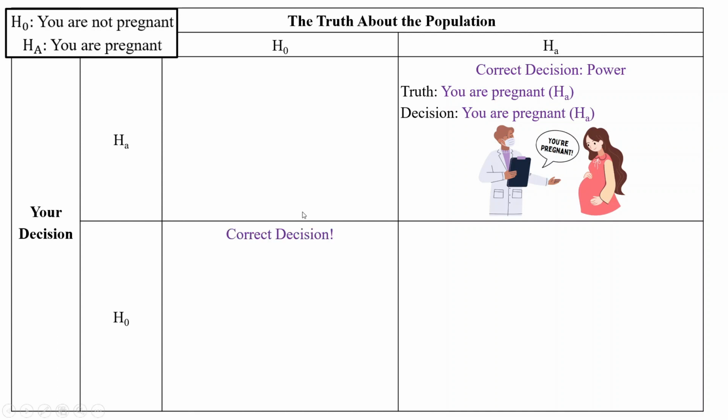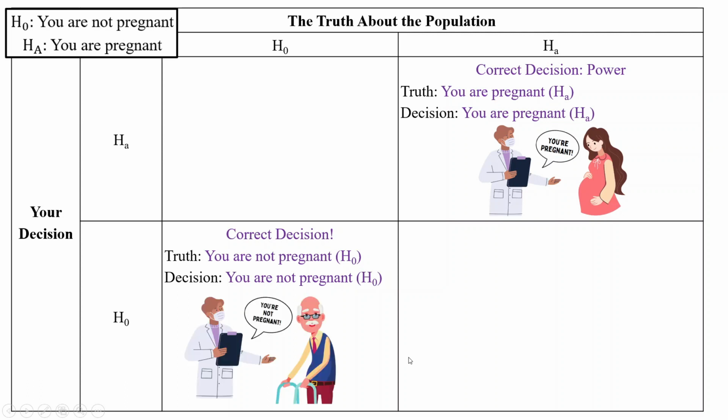The other correct decision, you are not pregnant and your doctor tells you you are not pregnant. Okay, so again, the truth and the decision line up, and that is a correct decision. So the truth is the null, and you decide to go with the null. So we say the truth is you should fail to reject, and you decide to fail to reject. And again, for our visual learners, this might be something that resonates with you, telling this old man that you are not pregnant. Okay, our correct decisions. Maybe you can see where this visual aid is going here.